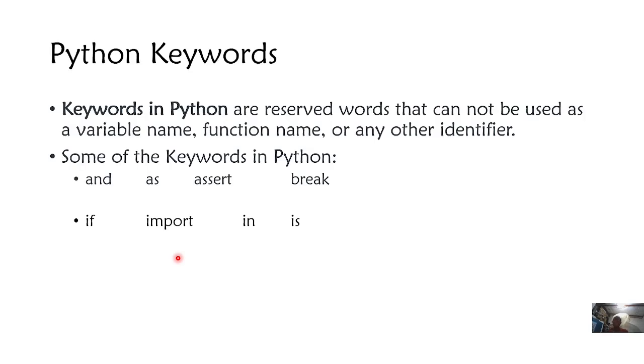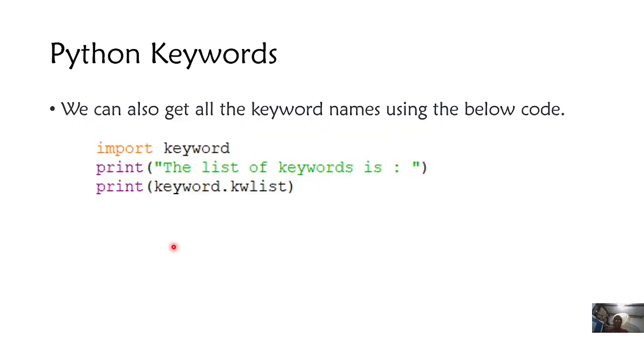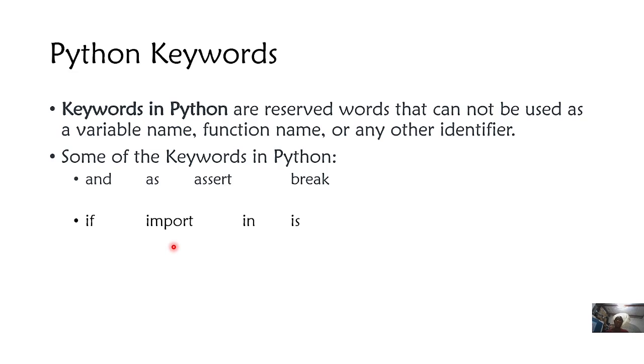Now in Python, we have got keywords, which you should never use as variable names, but you can find out more about the keywords. Some of the keywords in Python are as follows: and, as, assert, break, if, import, in, is. We are going to discuss the function of all these, like the if statement, in the upcoming lectures.